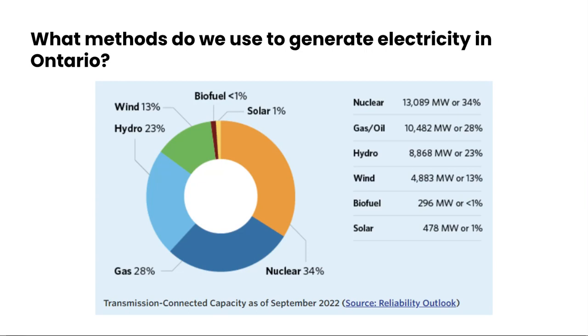Now, in terms of Ontario and the methods that we use to generate electricity, the majority of our electricity is generated through nuclear energy. Next, the most popular way is through gas. And so, gas and oil, this is our fossil fuels. And then hydro is next, followed by wind, biofuel, and solar. And they are in much smaller quantities.